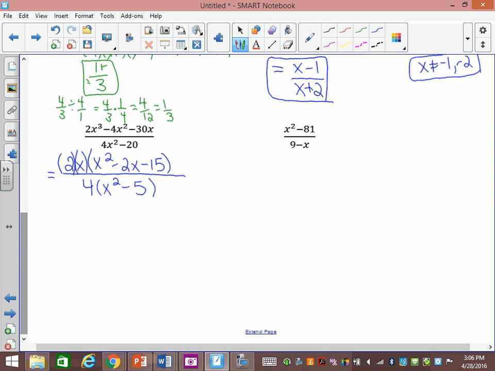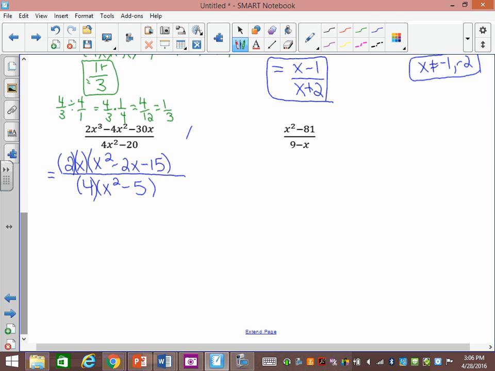The 2 and the x can be in their own brackets because they're multiplied, and the 4 can be in its own brackets because it's multiplied. The other ones have to stay in brackets like they are because they're attached with minus signs. So I have to go off to the side and I have to factor this one. This one's going to stay the same. I can't do anything to it.